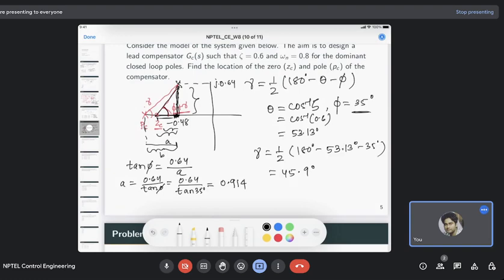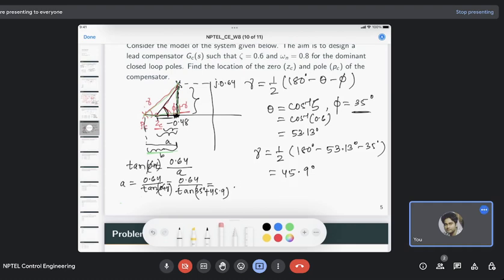Similarly we can compute B. Again we have this outer triangle, this green one. The height will again be 0.64 and the base will be this distance B. Okay, sorry, actually this angle is phi plus gamma, right? So it is tan of phi plus gamma. You just put 35 plus gamma, which we computed as 45.9. I'll just rectify this.